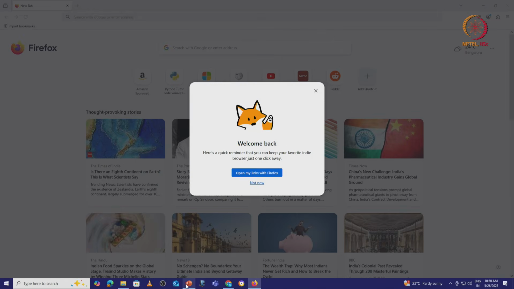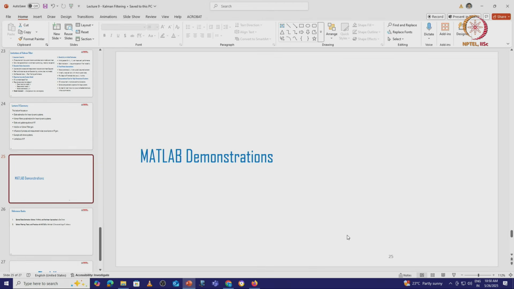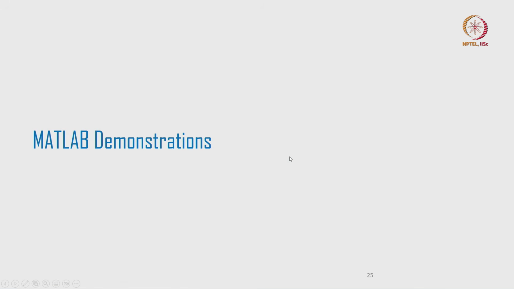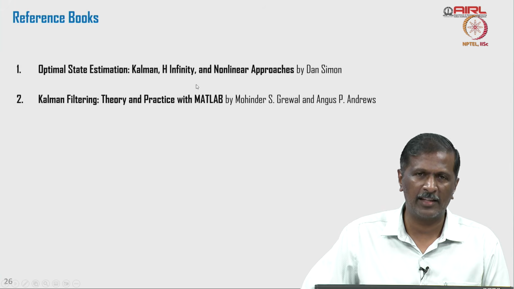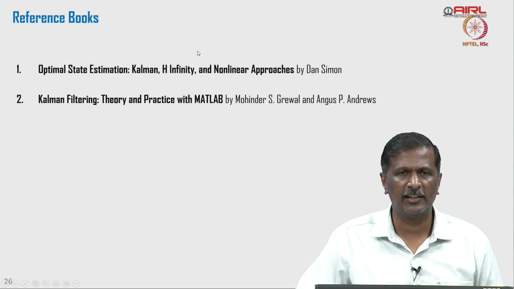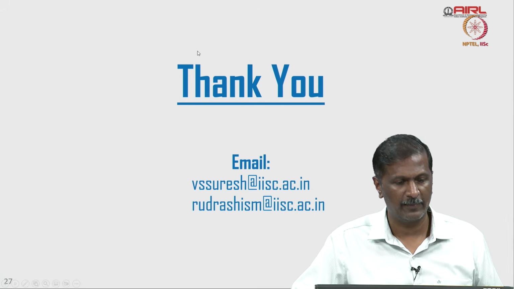Now going back, these are the reference books: Optimal State Estimation, Kalman, H Infinity and Nonlinear Approaches by Dan Simon, and Kalman Filtering, Theory and Practice with MATLAB. This is also a good book, you can just read through, right. If you want to understand more about the Kalman filter, how to derive these equations and what the effects are, various examples are available here. It will help you a lot in understanding. Thank you.